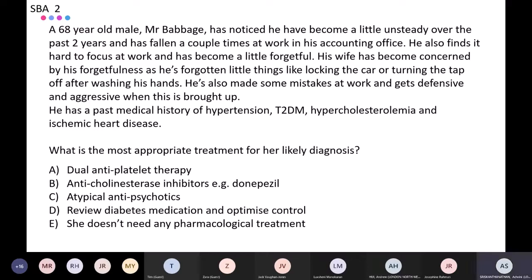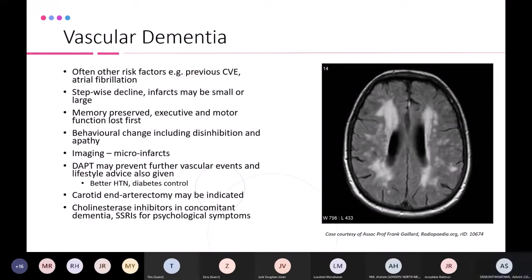Okay, so most people have put down B. So I'm guessing this is from the previous question. You assume it's B, but the actual correct answer is A, which I think a very small percentage put down. So dual antiplatelet therapy is what you'd give here, because this is most likely to be something like vascular dementia. So just a little bit about vascular dementia.